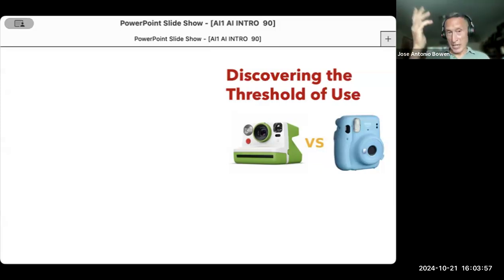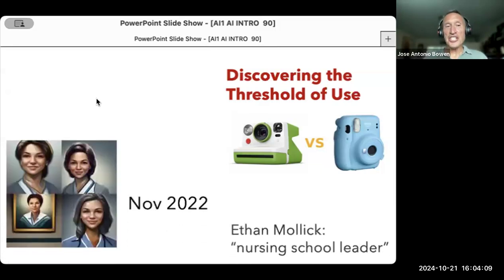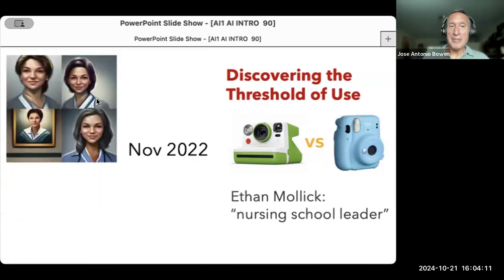Yeah, well, part of it is they were making money on the film, right? But there was something else. It turns out that the early digital cameras weren't that good. They were fuzzy. So if you ask ChatGPT for an image of nursing school leaders when it first came out, you got this. How useful is that? Not. You're going to put that in your PowerPoint, on your brochure? No, it looks like a cart. That's not useful. I can forget about AI.